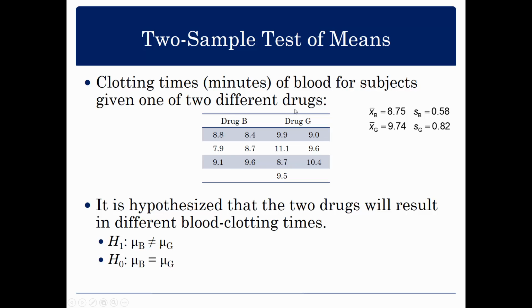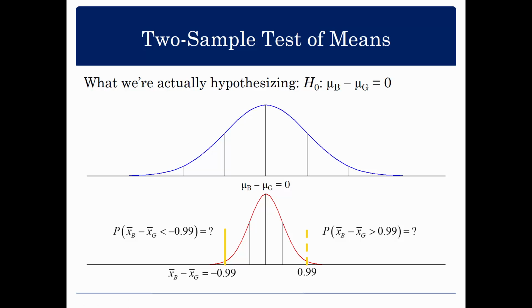I need to know whether it's better, but I also need to know whether it's worse, because there are consequences for not detecting increased blood clotting time. And I'm going to do that against the null hypothesis that they're equal. So I'm going to assume they're equal, and then I'm going to see what is the likelihood of getting the sample means that we actually got if they truly are no different.